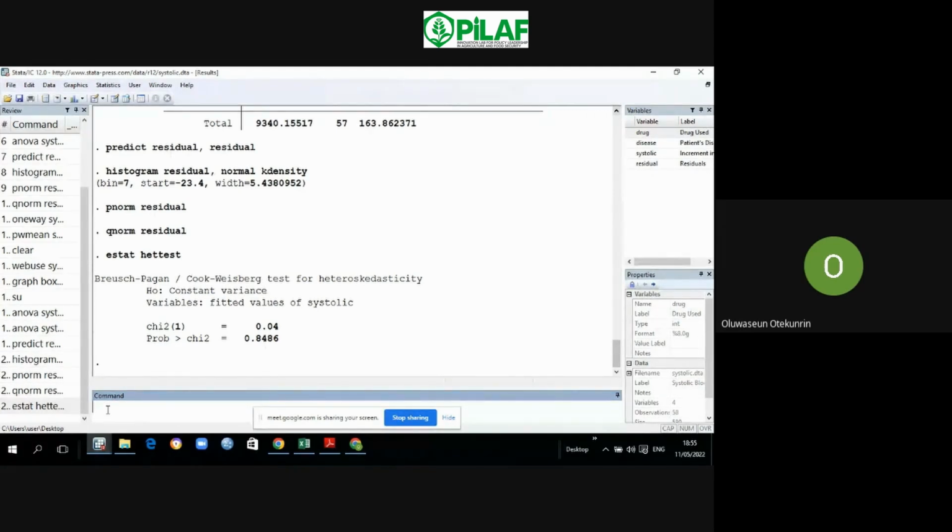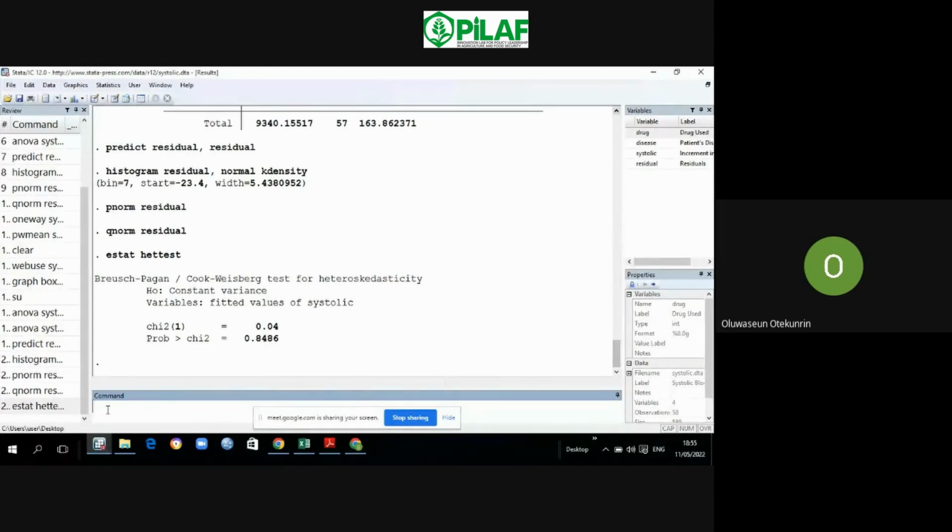Homo means one, just one constant variance. So H0 for this hypothesis is that you have constant variance. H1 means they are not. For this test, we have used fitted values of systolic, and it's showing us that we can accept H0, that there is constant variance. You have constancy of variance as far as this systolic is concerned.